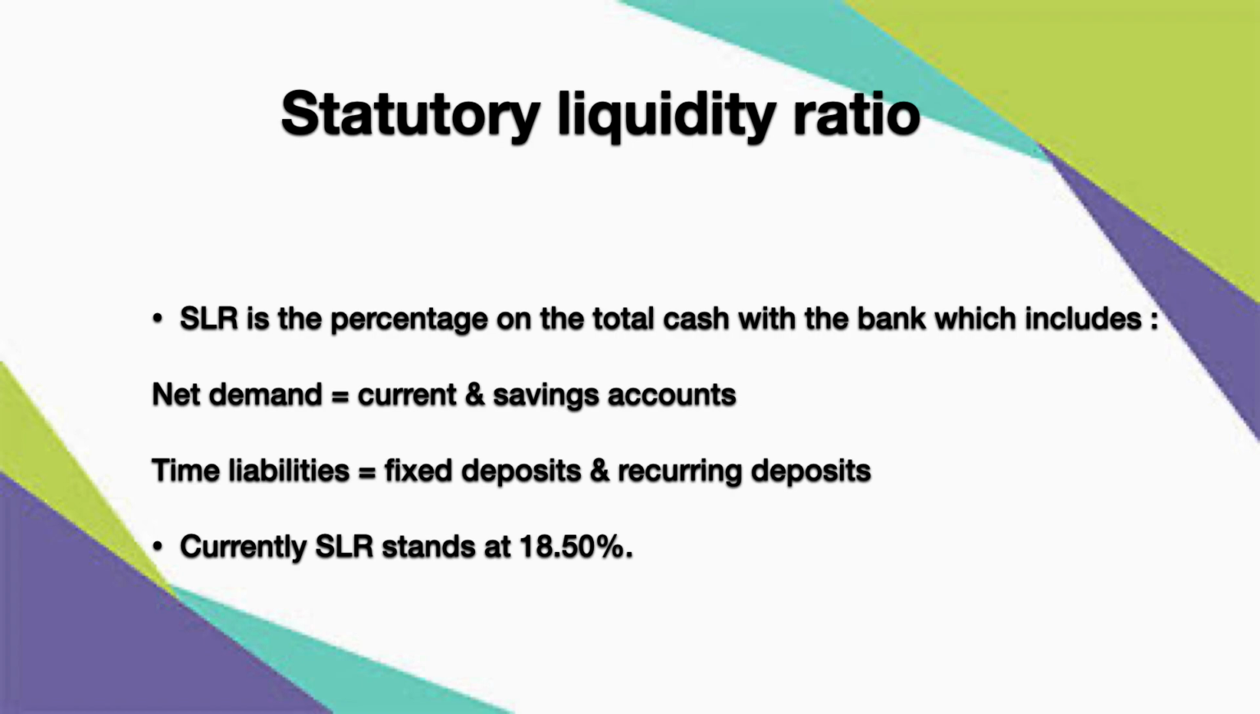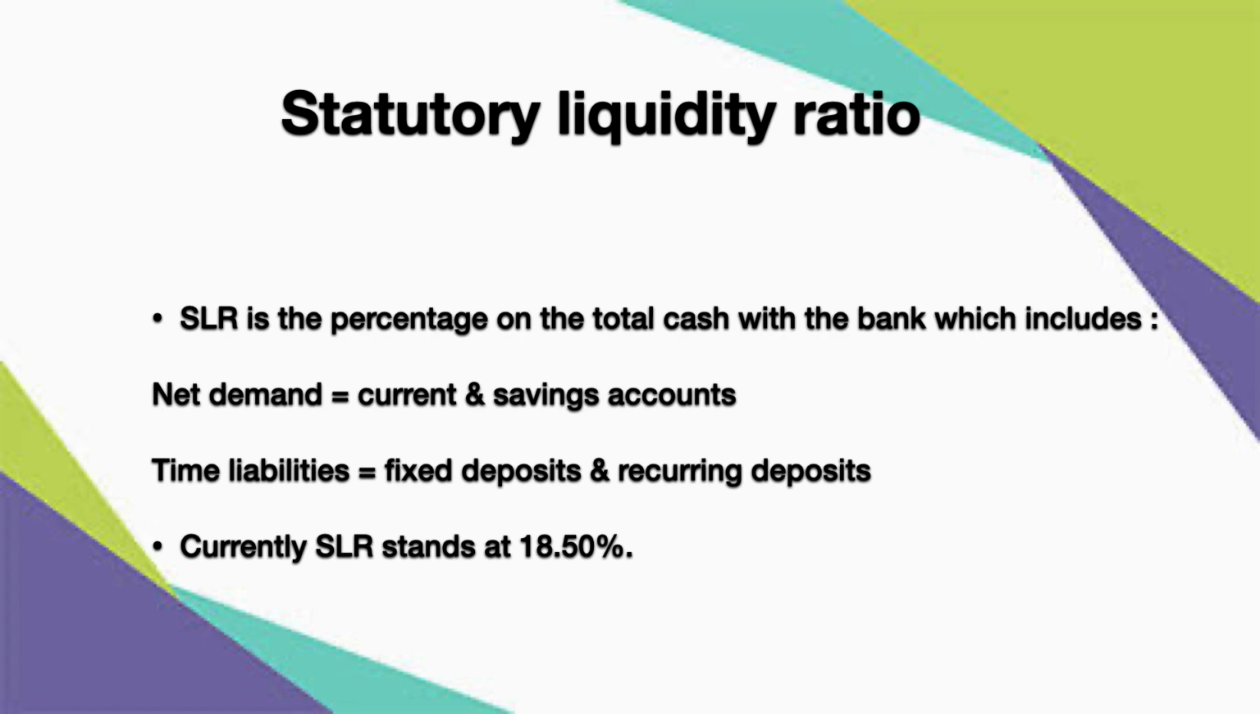Now this total cash includes, as given above, net demand and time liabilities. Net demand, as the name itself says, is the cash that people might demand anytime. What does it include? Current and savings accounts. Now, the current account is open for whom? Business people or industries, correct? Their transactions are very frequent. They might require 1 lakh or 10 crore, anything, depending upon their level of transactions. The cash inflows and outflows are going to be very frequent.